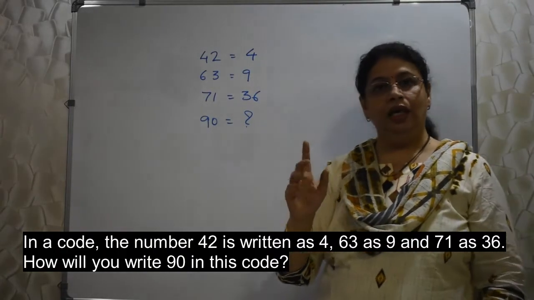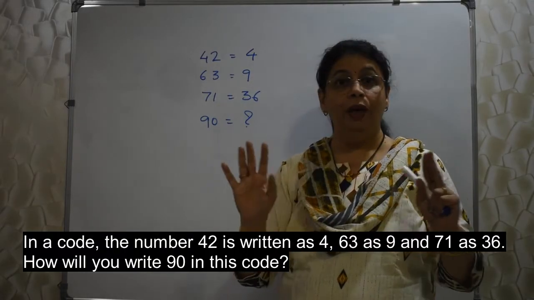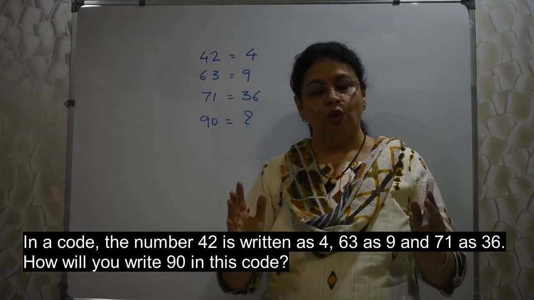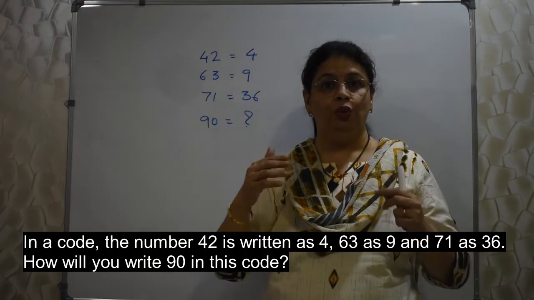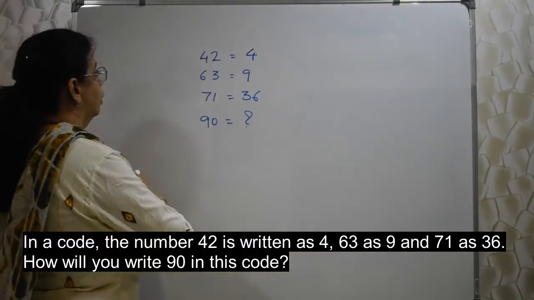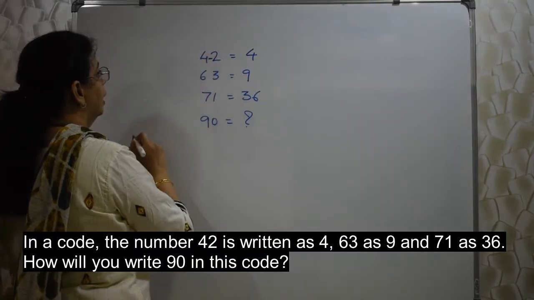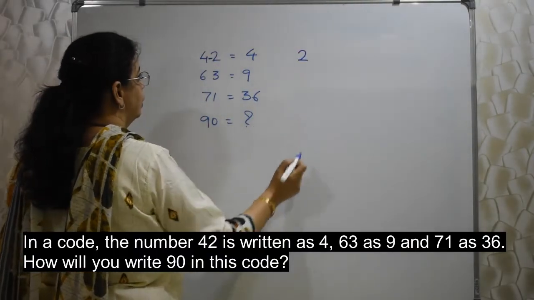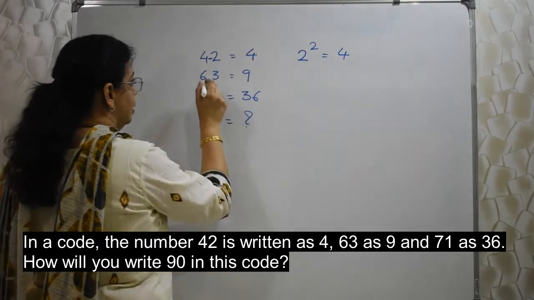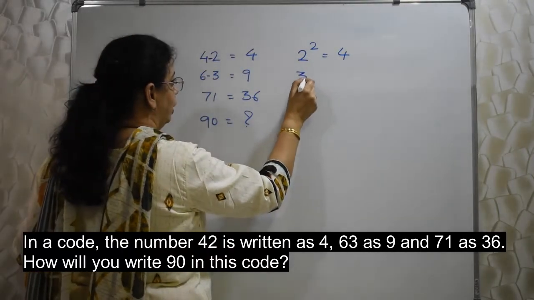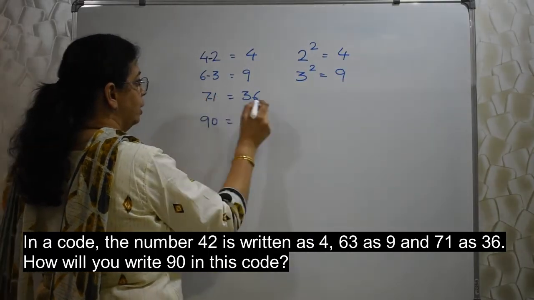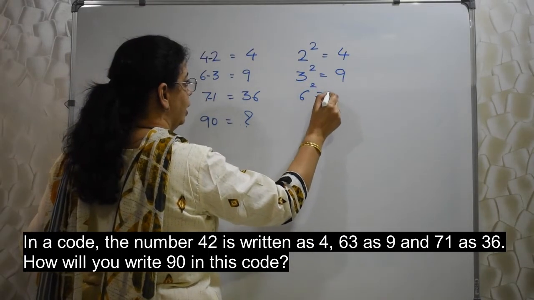Okay, see, they are not going to trouble you. They means the examiners. They just want to test your intelligence. How do you apply? See student, माइनस करेंगे, कितना आ रहा है? 2. 4 minus 2 is 2. 2 का स्क्वायर is 4. 6 minus 3 is how much? 3. 3 का स्क्वायर is how much? 9. 7 minus 1 is how much? 6. 6 का स्क्वायर is 36.